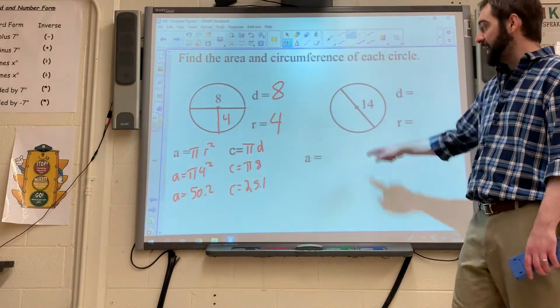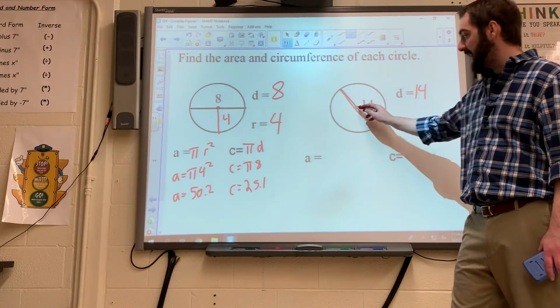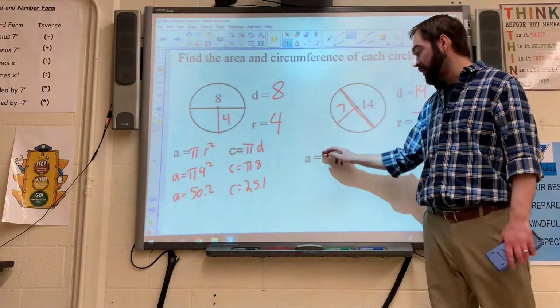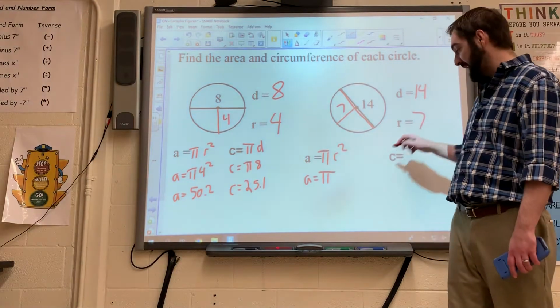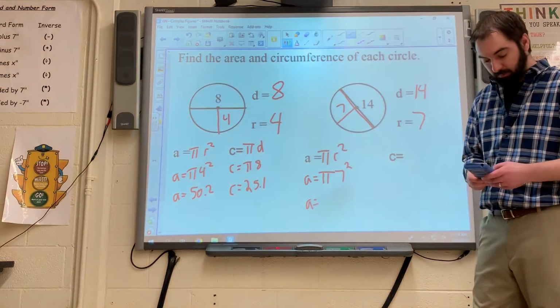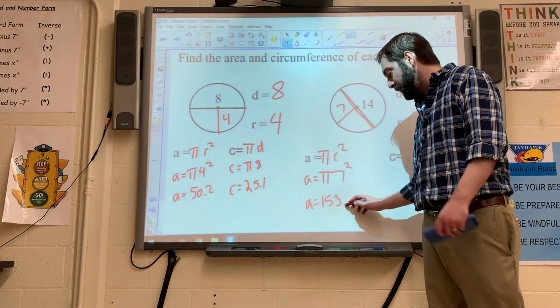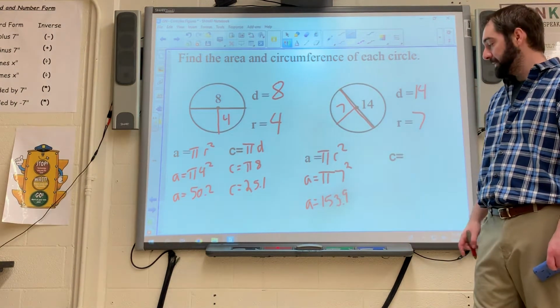Second example, again, they gave us a diameter, cut straight through the circle from one point to the other. The radius is half as big, so it's half of 14 or 7. Area, again, we got to know our formulas, pi times radius squared. So to find this, pi times the radius to the second power. Again, pick up a calculator, let's see what you get. Pi times 7 to the second power gives me roughly 153.9. Again, units squared because we don't have any units.